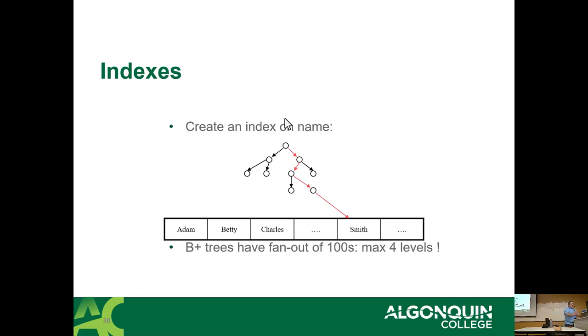All right. So the way a B-tree works is it will have four layers, but it will have hundreds of branches. So let's say you have values that go from A to Z.